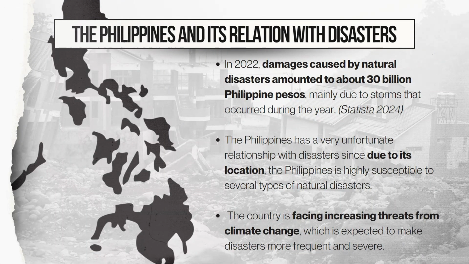Now, we will discuss the Philippines and its relation with disasters. In 2022, damages caused by natural disasters amounted to about 30 billion Philippine pesos, mainly due to storms that occurred during the year. The Philippines has a very unfortunate relationship with disasters since, due to its location, the Philippines is highly susceptible to several types of natural disasters. The country is facing increasing threats from climate change, which is expected to make disasters more frequent and more severe.